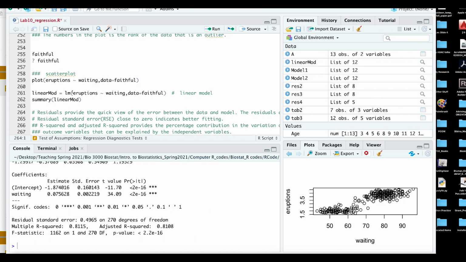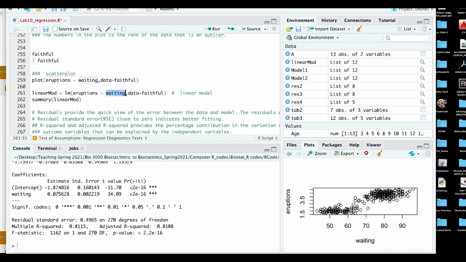So we did the linear model. Eruption is the Y, and waiting is the X. The data is faithful. What we did here is try to see if the eruption time depends on the waiting time, meaning whether a longer waiting time results in a longer eruption time or not. That's what we are going to test here.